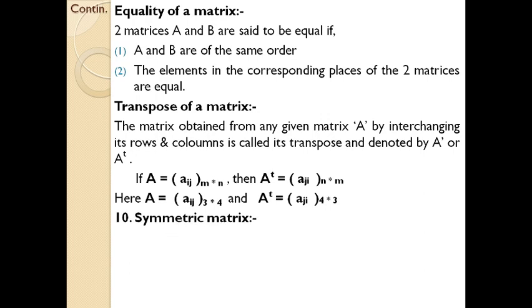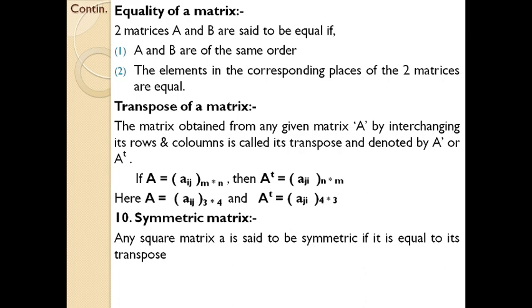Next one, symmetric matrix. Any square matrix A is said to be symmetric if it is equal to its transpose. Just now we discussed what is meant by transpose of a matrix. So, what is meant by symmetric matrix? We will discuss with an example. This is an easy concept. A is symmetric if A is equal to A T.